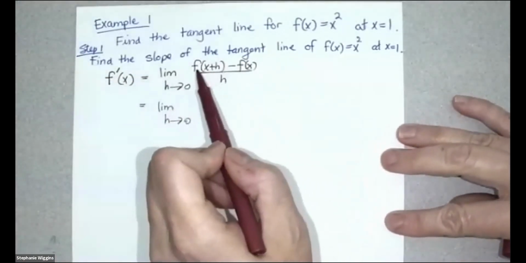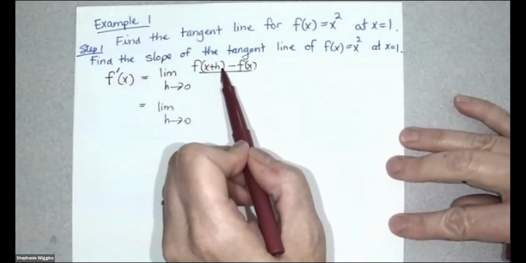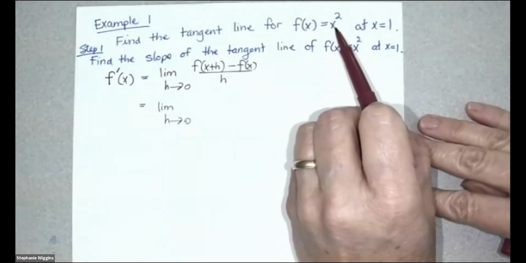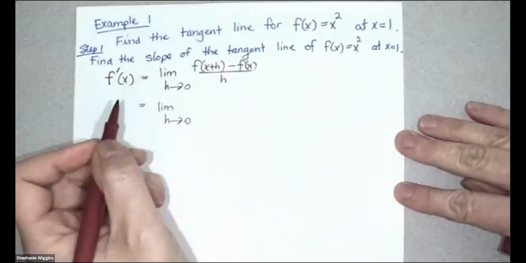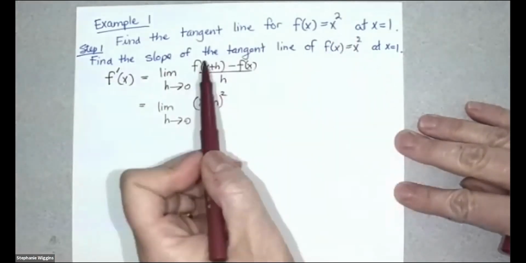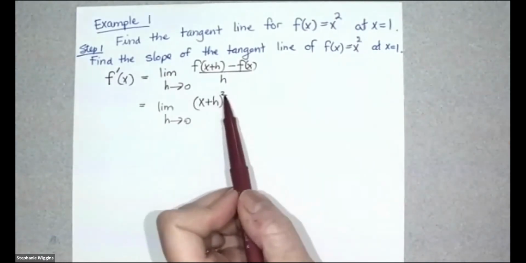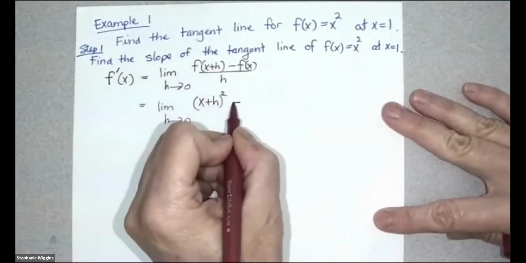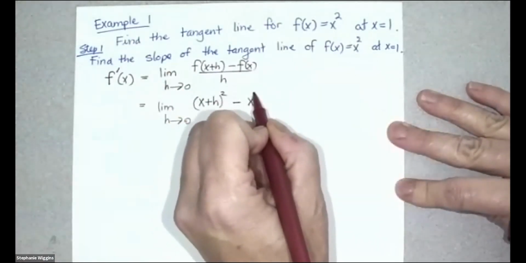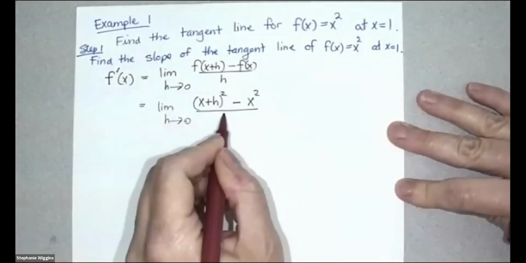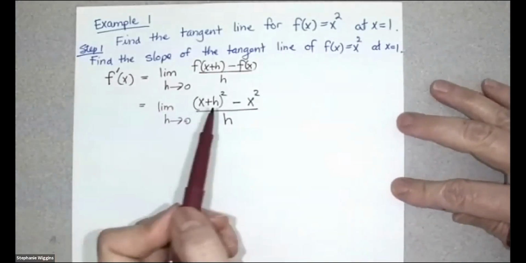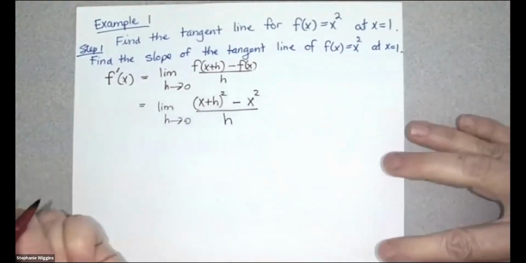Now, what does it mean to evaluate f at x plus h? Well, you just take your x plus h and replace x with that x plus h right here. So this piece becomes x plus h squared, because our function is the square function and we're just plugging in x plus h and squaring it. I'm subtracting from this f of x, which is just x squared, and I'm dividing by h. Now in order to calculate this limit, I need to simplify this quotient here.